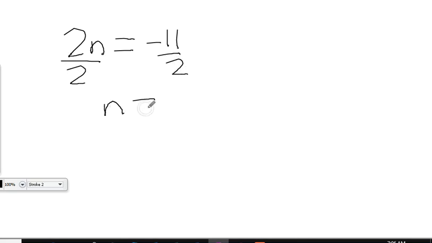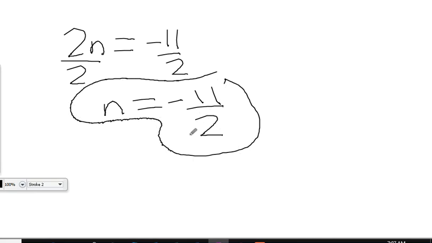And I ran out of space here. 2 times n is equal to negative 11. So then to get rid of the multiplication of 2, we would use division. So n equals negative 11 divided by 2. And this is a fraction answer, and that's okay.